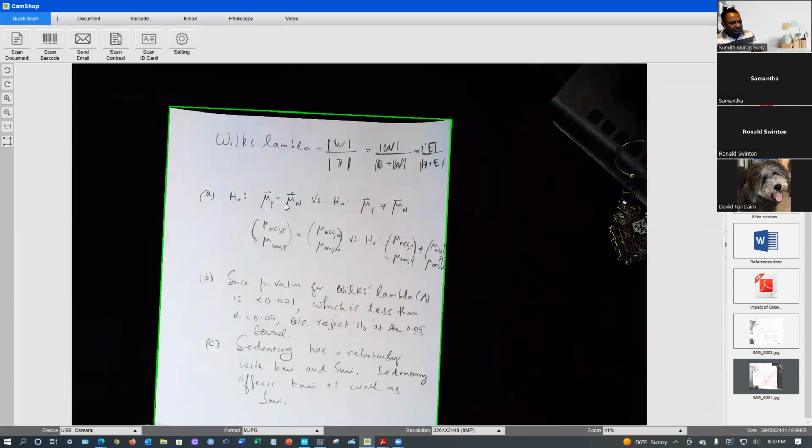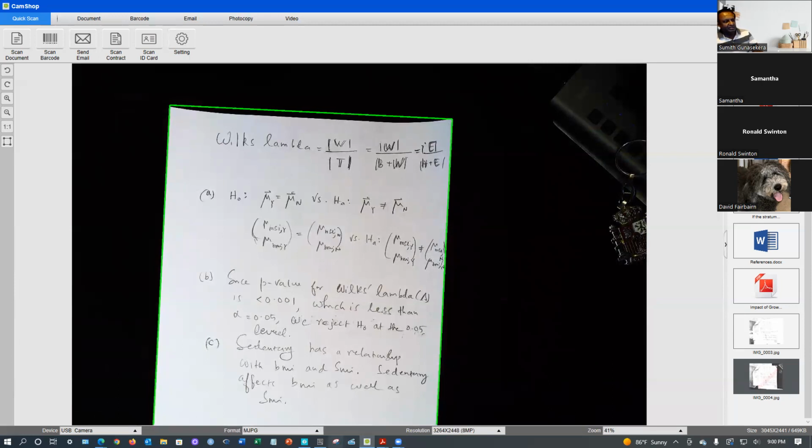When you have several variables, you can even see the equivalence among them. When you go from univariate to multivariate, even with two groups, you can still use them. BMI and MSI in the yes group and no group are not the same. Since the p-value for the Wilks lambda is less than 0.01, which is less than 0.05, we reject H naught. Sedentary has a relationship with the BMI and MSI. Sedentary affects BMI as well as MSI.